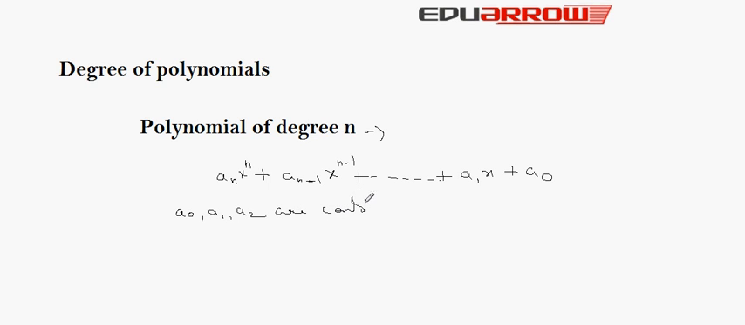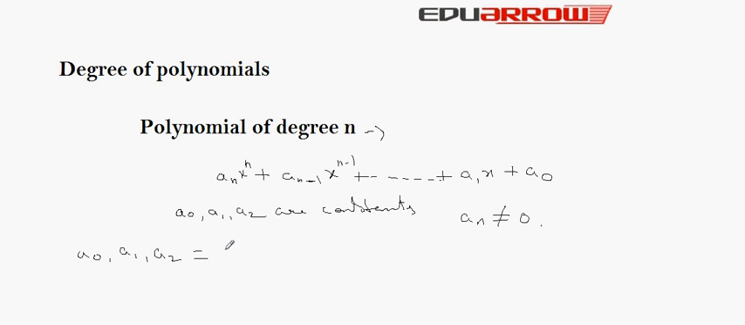You have seen polynomials of degree 1, 2 and 3. You can also write a polynomial of degree n. So the general form is a_n x to the power n plus a_(n-1) x to the power n minus 1, up to a_1 x plus a_0. This is the general form in one variable where a_0, a_1, a_2 are constants and a_n is not equal to 0.